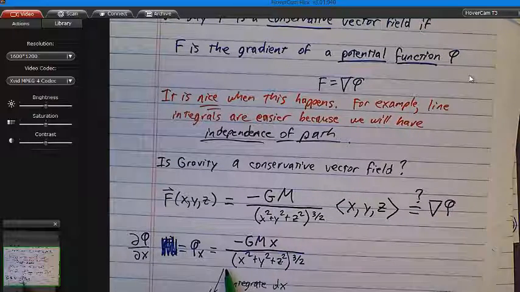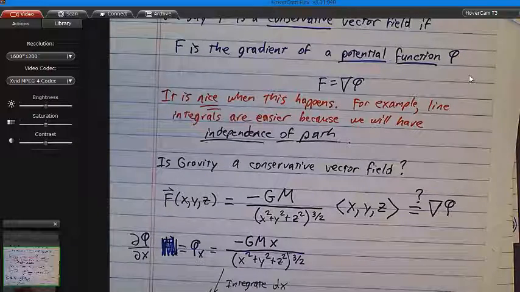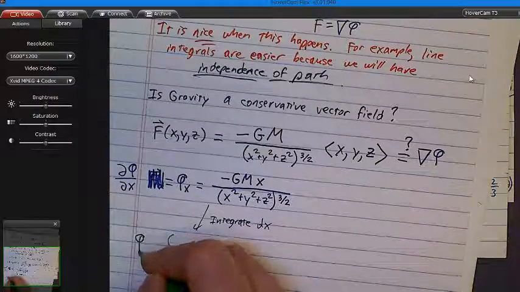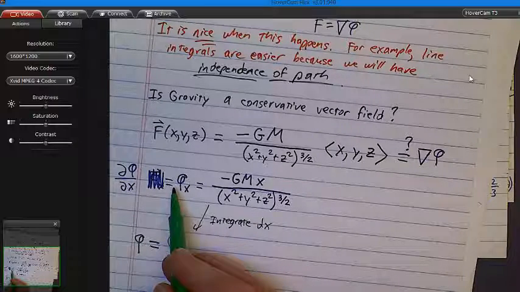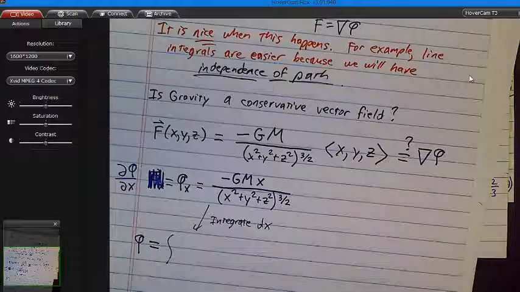Can we integrate this messy thing with respect to x? I think we can. How would you do it? Well, if you integrated with respect to x, what I claim is we would end up with phi. Because if this is partial of phi with respect to x, and if I integrate it with respect to x, I should get phi. I should get the potential function.